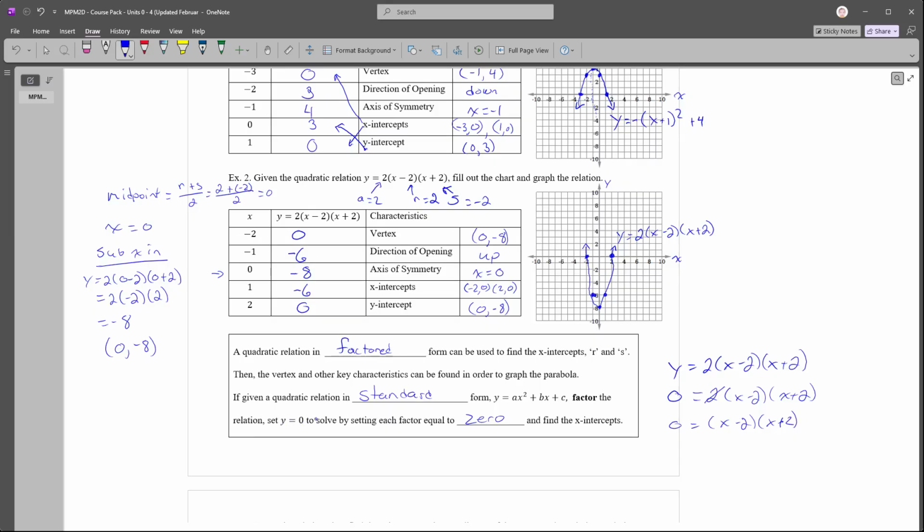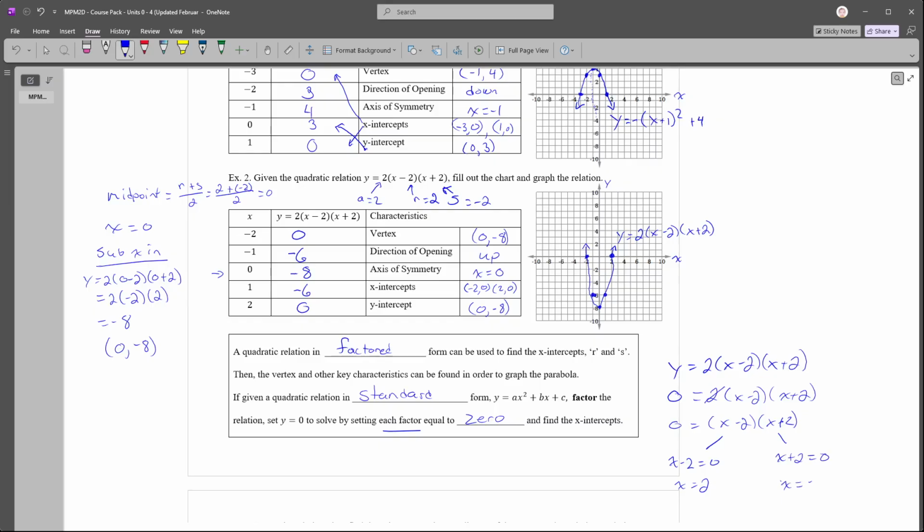So what this final step is saying is: set y equal to 0 to solve by setting each factor equal to 0. So I'm going to take the first factor, x minus 2. I'm going to set that equal to 0 and just solve for x. Bring the 2 over to the other side. We have x is equal to 2. We can do the same thing on the other side. So let's say we have x plus 2 equal to 0. And then you'd say, all right, well, I bring the 2 over to the other side.